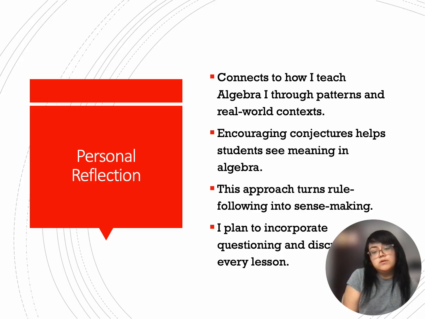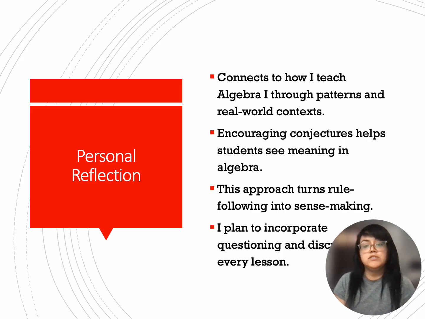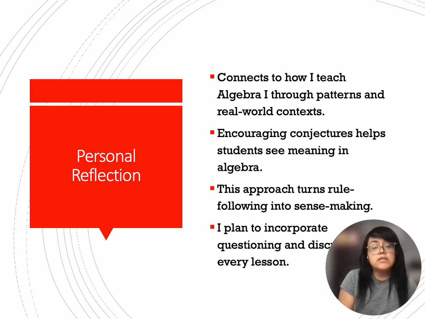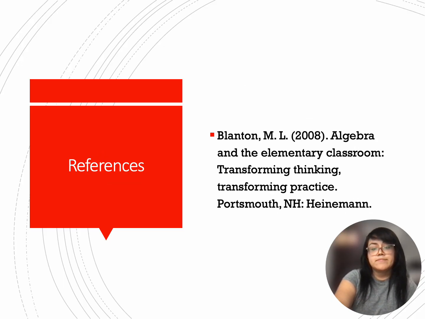Now, in my personal reflection, as a high school Algebra 1 teacher, I can clearly see how these ideas connect to what my students need later. For example, I could use the dogs and eyes task to introduce linear relationships in a simple visual way before formal graphing. Encouraging conjectures helps my students see meaning behind formulas instead of treating them as steps to memorize. My biggest takeaway from this module is that algebraic thinking starts early, and we can nurture it by focusing on reasoning, not just routine. This presentation is based on chapters 2 and 3 of Algebra in the Elementary Classroom.